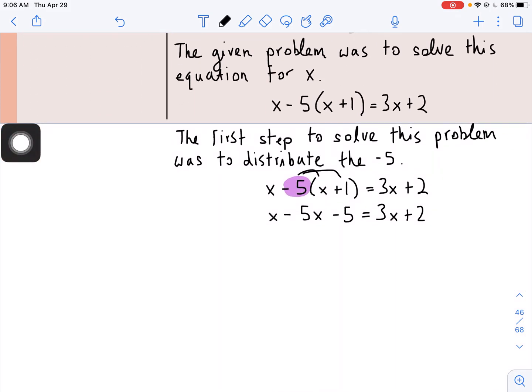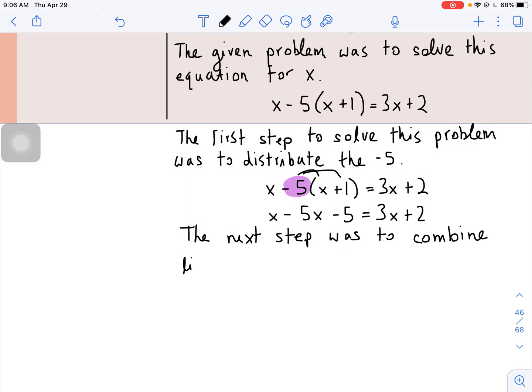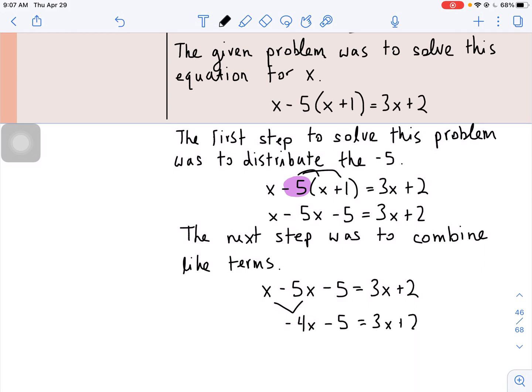So I'm going to say the next step was to combine like terms. So I'm going to show that step. x minus 5x minus 5 equals 3x plus 2. We combined the x and -5x to get -4x minus 5 equals 3x plus 2.